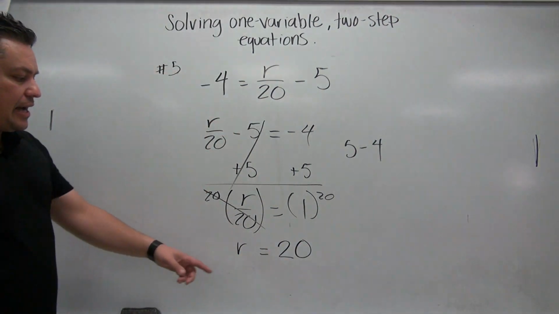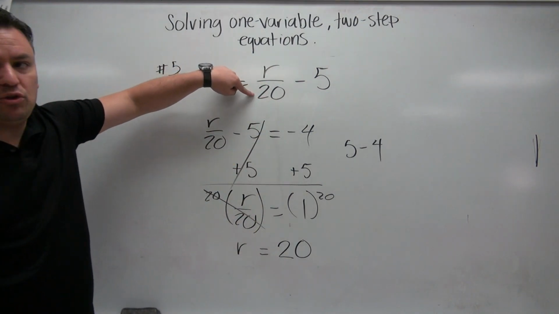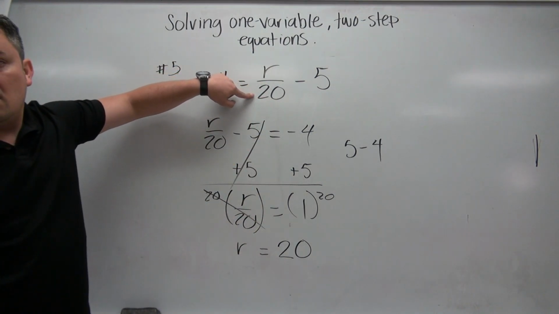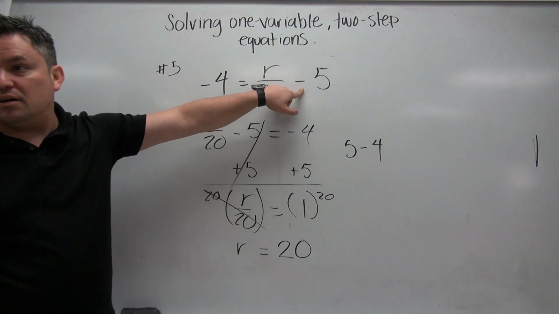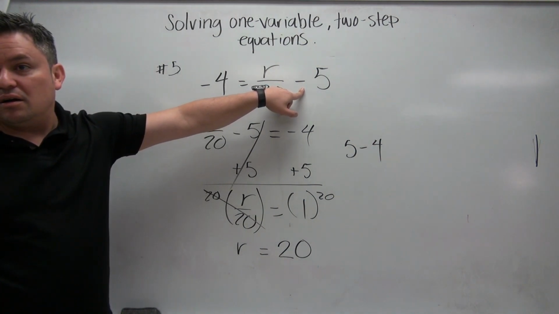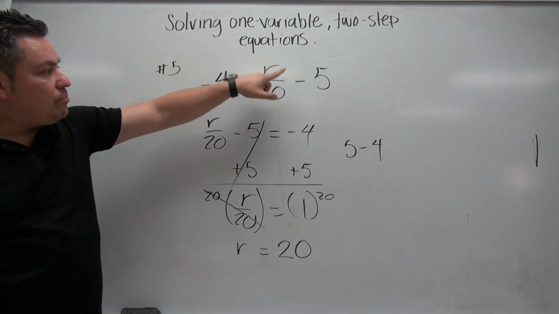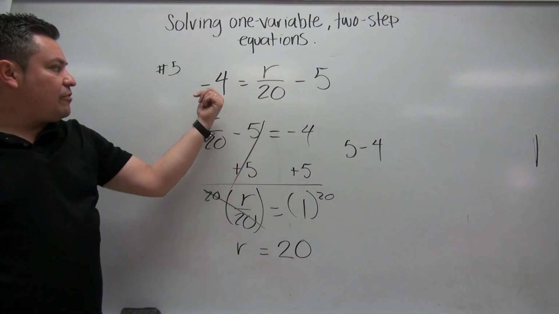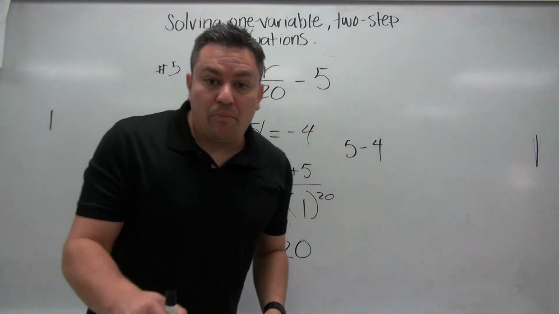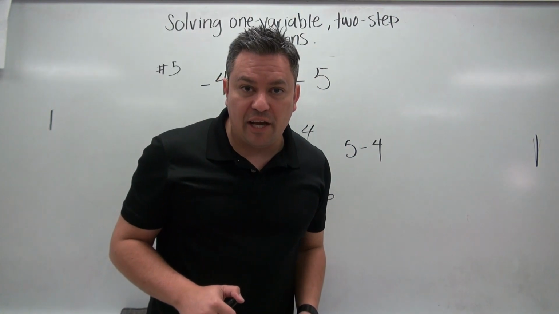And you can check that again. What's 20 divided by 20? 1. 1 minus 5 is negative 4. It's right there. So I'm going to pause there so I can turn off the AC and then come back.